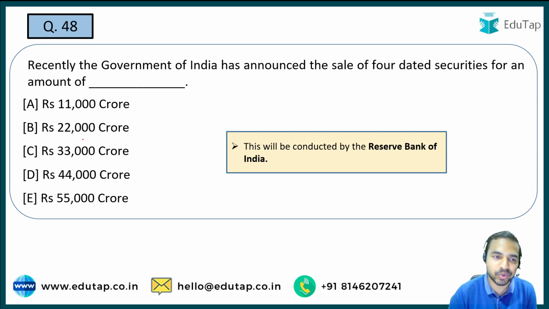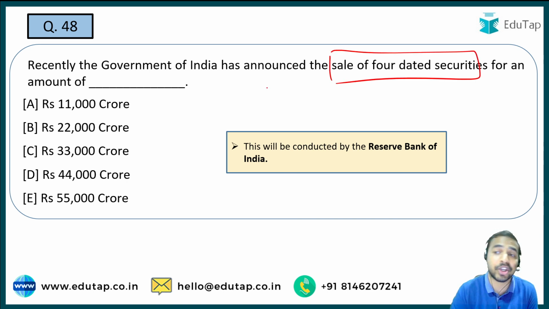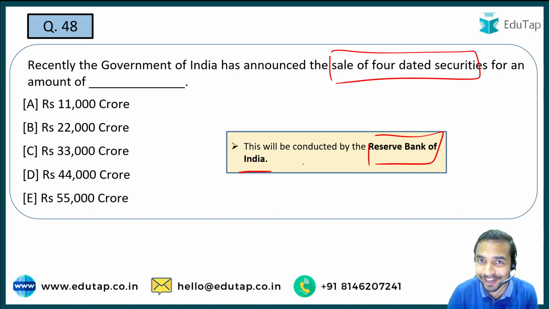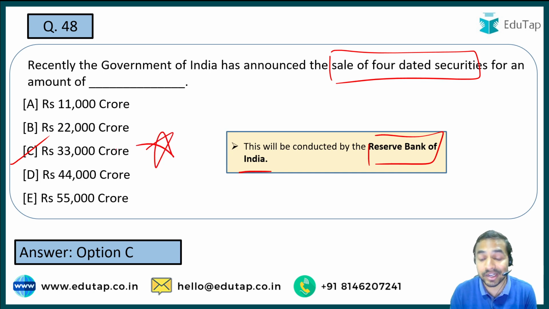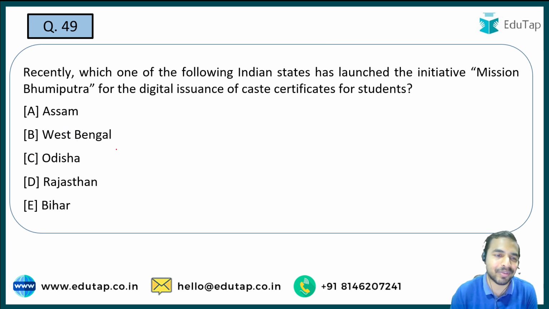So the next question is, recently the government of India has announced the sale of 4 dated securities for an amount of dash. See, basically this particular sale will be conducted by the Reserve Bank of India on behalf of the government of India, and you are just required to tell me what exactly the amount is for which this particular sale will be conducted. And guys, here the right answer is option C, that is 33,000 crores. You must remember such kind of things because they are recently in the news and they are really very important from the exam point of view.